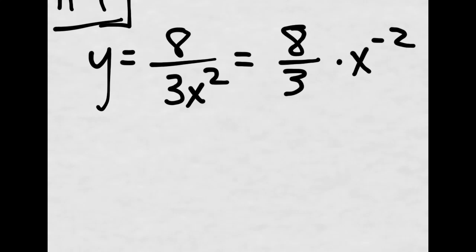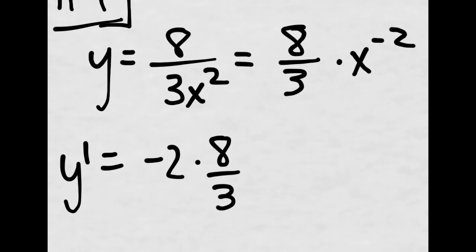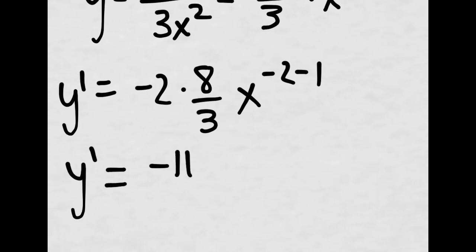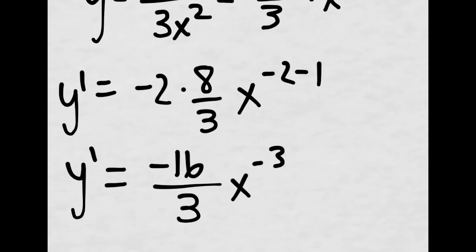Then when we differentiate y prime, use the power rule. We take the negative 2 and multiply it times the constant that's out front. And then subtract 1 from the power, so negative 2 minus 1 is negative 3. I'm going to write that. See how it's negative 2 minus 1. So then y prime is equal to negative 16 over 3 times x to the negative third.